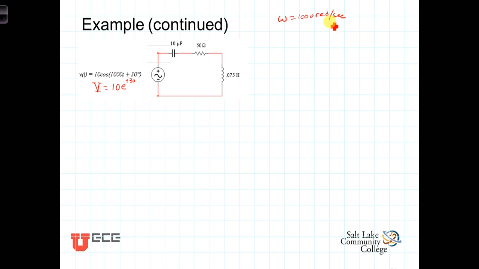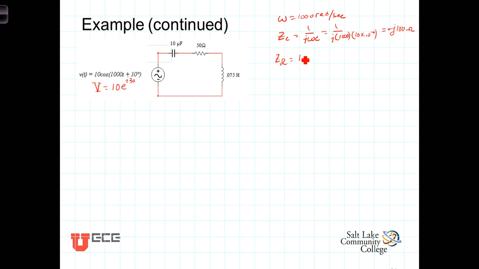Z sub c is equal to 1 over j omega c, which is equal to 1 over j times omega, which is 1,000, times c, which is 10 times 10 to the minus 6, or 10 microfarads, and that then equals negative j 100 ohms.